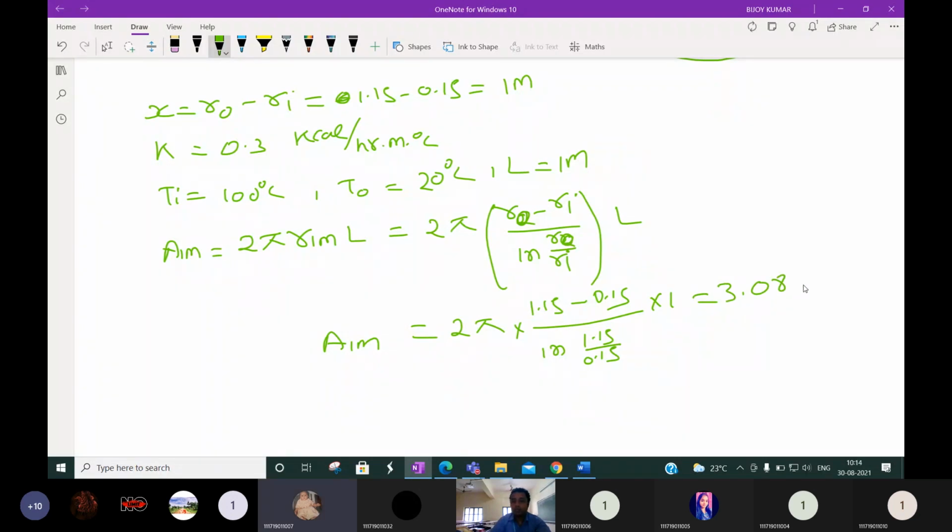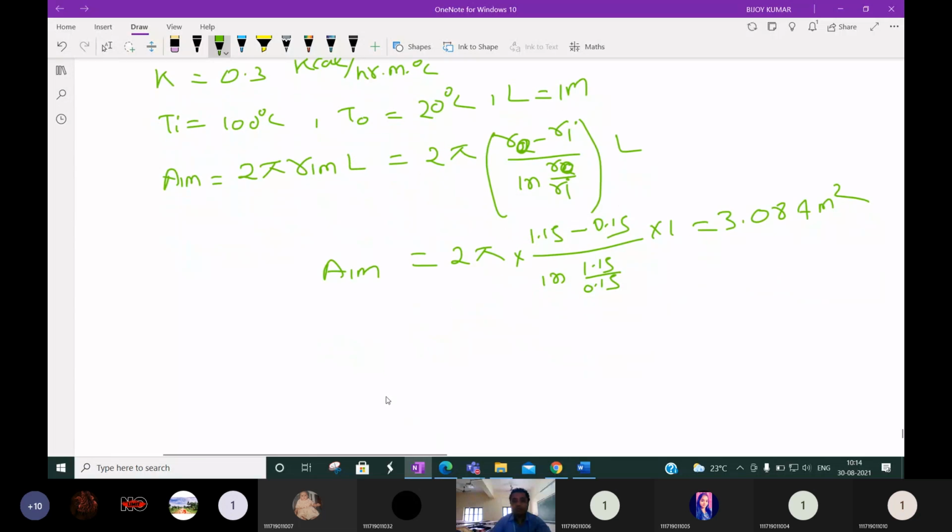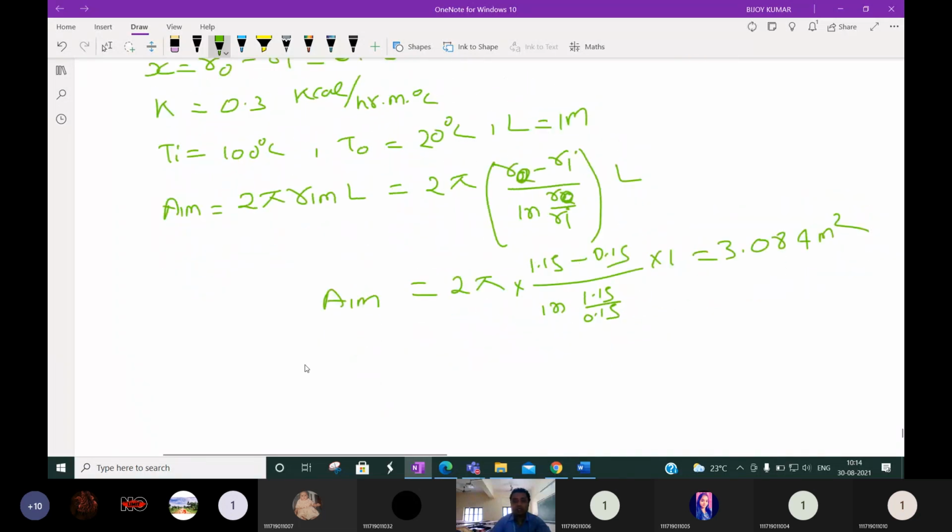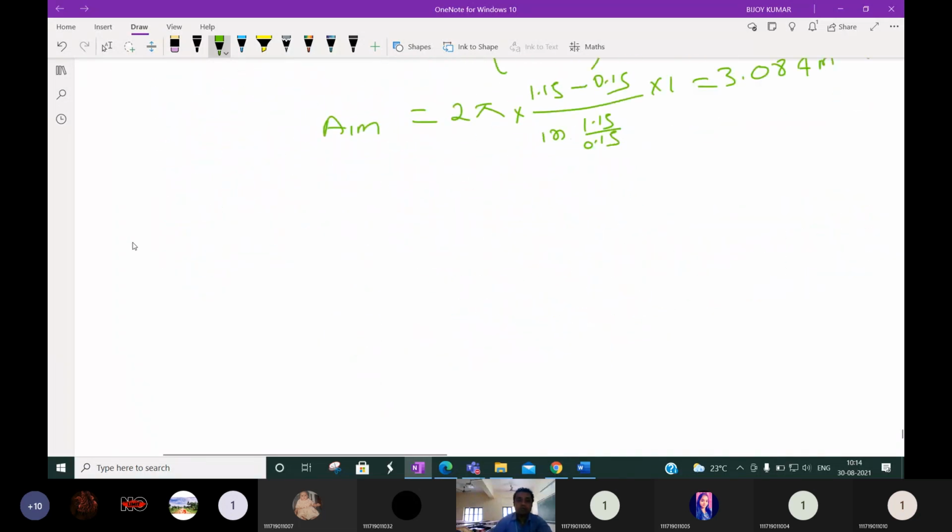It will be 3.084. The unit is meter square. Thank you very much to whoever responded. So it is this one. Next, we calculate the Q value.